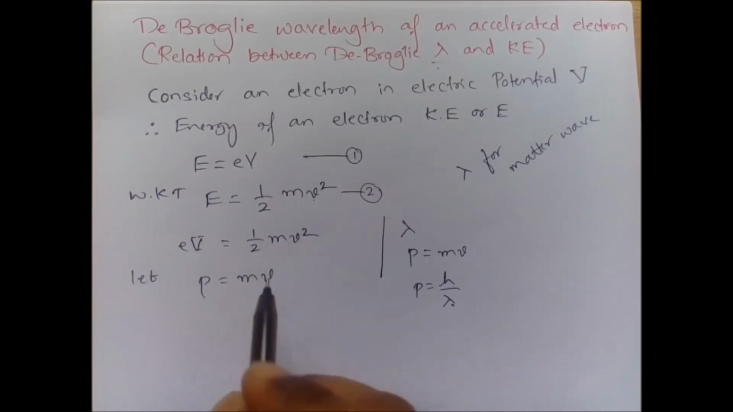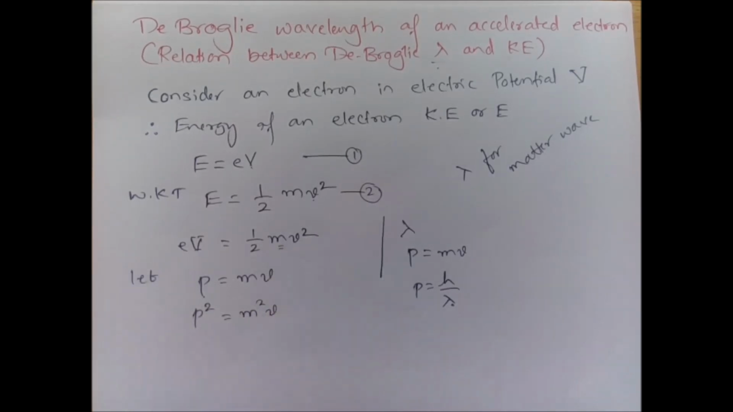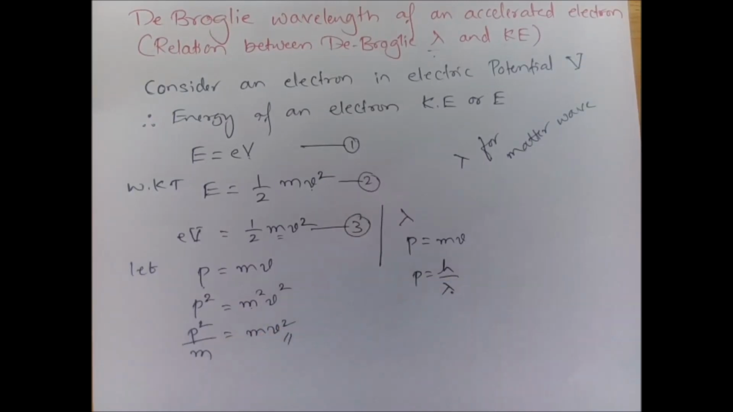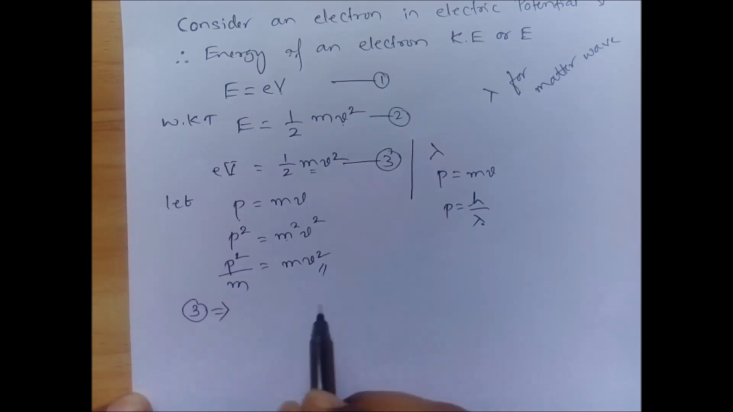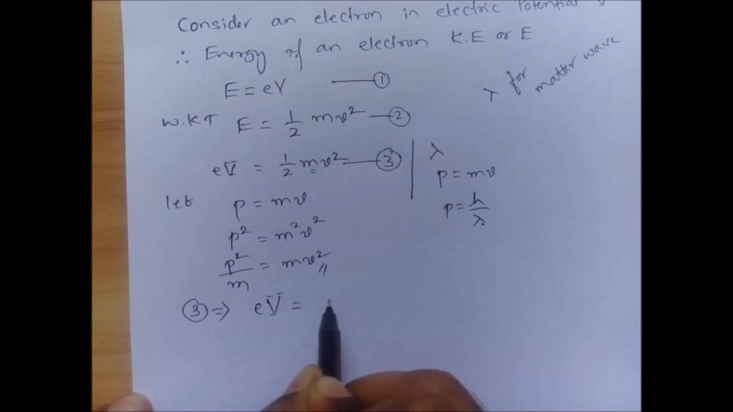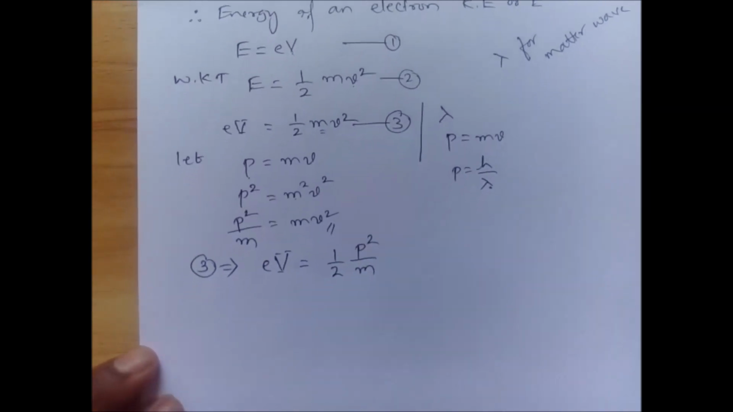To replace this, let us square both sides, so that this is m square into v square. So we have to replace this. That means this is mv square. I'll take this m to this side, so that this is p square divided by m. So what is the value of this? The value of this will be p square divided by m. So equation number 3 will become eV is equal to half p square divided by m.